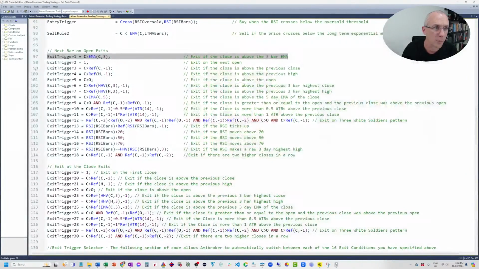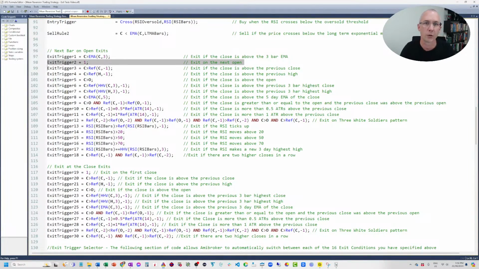Now, the second rule that I wanted to test is, let's just see if I get out immediately. So I get into the trade, and then the next bar on open, I just exit. So just exit next day on open. Doesn't matter what the stock price does. Let's see if that is a profitable exit. That's what exit trigger 2 is.